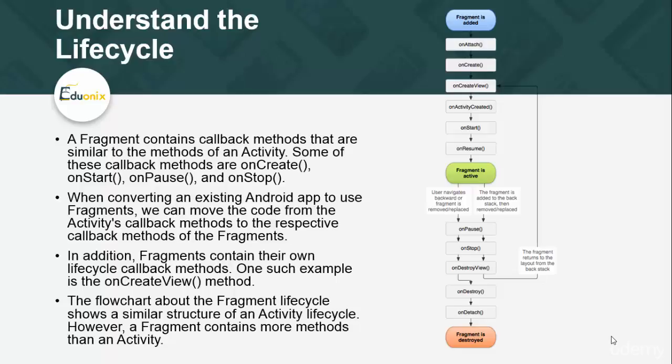In addition, fragments contain their own lifecycle callback methods. One such example is the onCreateView method. The flowchart about the fragment lifecycle shows a similar structure of an activity lifecycle. However, a fragment contains more methods than an activity. We will discuss the most important callback methods, such as onCreate, onCreateView, and onPause. In the subsequent slides, we will discuss the various callback methods.